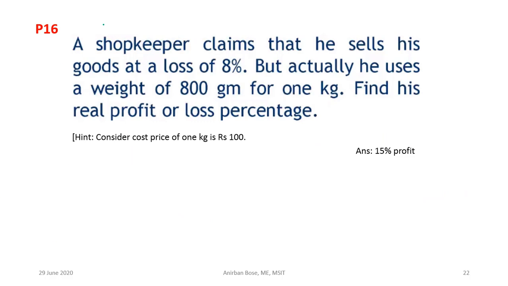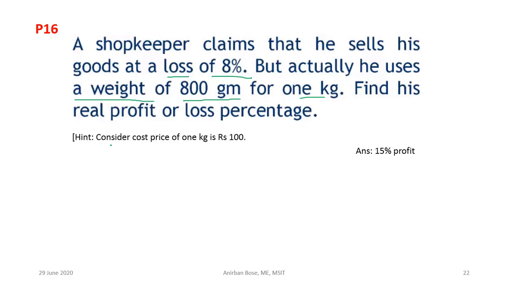Now see this problem. A shopkeeper claims that he sells his goods at a loss of 8%, but actually he uses a weight of 800 gram for 1 kg, so he is using a false weight. So find his real profit or loss percentage. Price wise he is claiming that he is losing by 8%, but actually he is using false weight, where instead of 1 kg he is using 800 gram. So from the weight point of view he is making some profit, from price point of view he is making some loss. So the question is find his real profit or loss percentage.